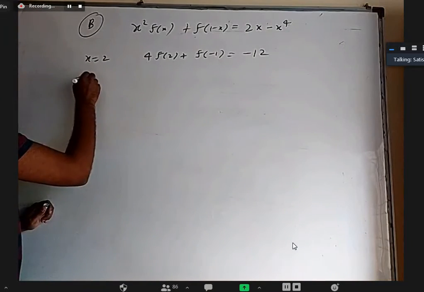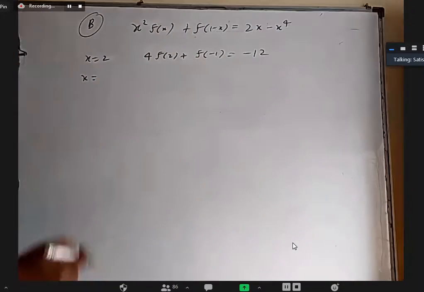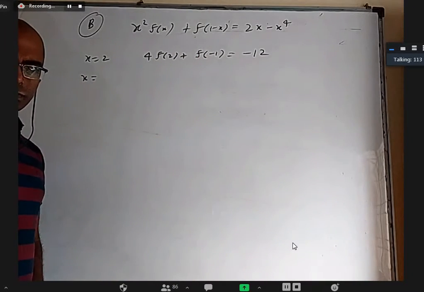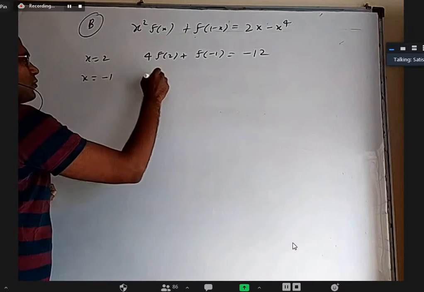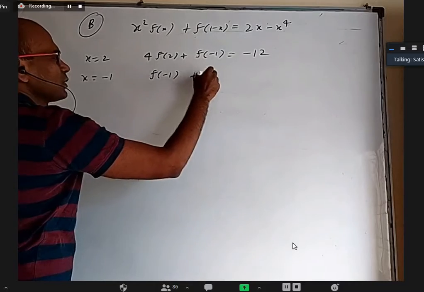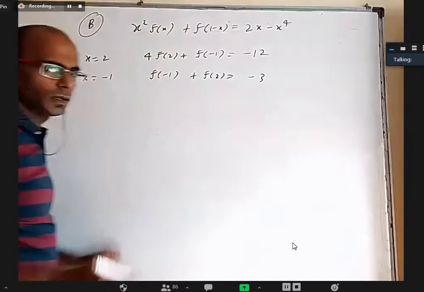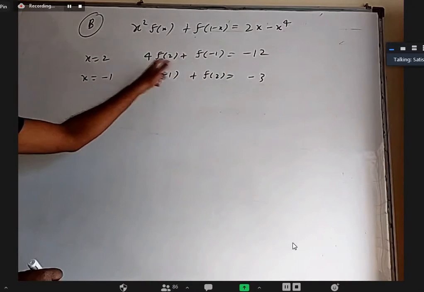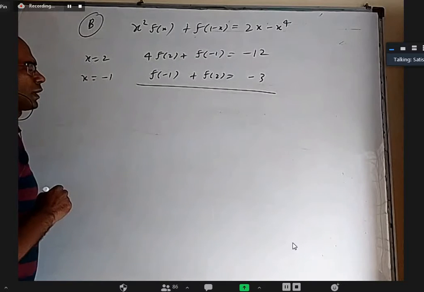Okay, now I want f of 2, but I ended up with f of minus 1 also. So what should I substitute x as now? Minus 1. Substitute x as minus 1. This is going to be f of minus 1, this is going to be f of 2, and this is going to be minus 2 minus 1, minus 3. Now eliminate f of minus 1, and we'll get f of 2 more easily. Okay, so I'm going to subtract this.